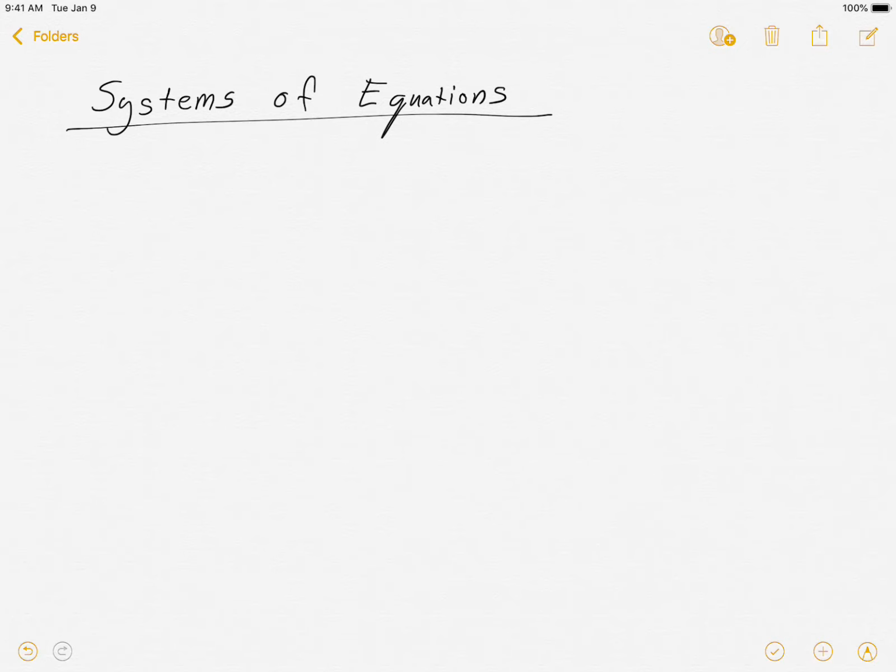So the start of the next unit is going to be over solving systems of equations. We're going to look at a couple of different ways to solve systems of equations, including matrices. But let's start with some substitution and elimination methods by just looking at a system. So let's first talk about what a system is.